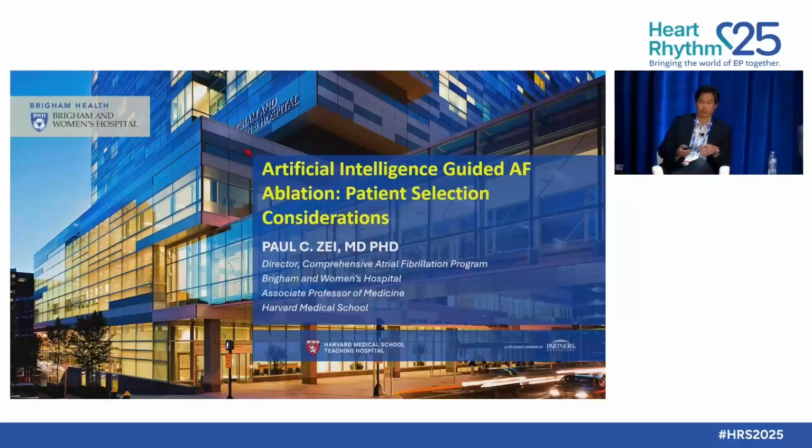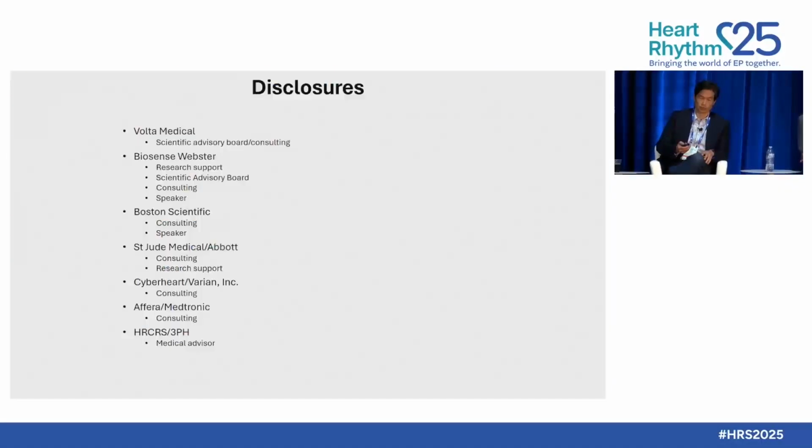From a clinical perspective, AI-guided AF ablation patient selection considerations, and the way I'm going to frame this is a little bit of discussion about that idea. Where is this applicable? Which kinds of patients are maybe optimally suited for using a system like this? And then go through a case example that I think sort of highlights that.